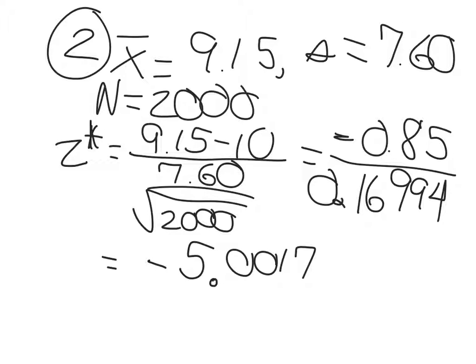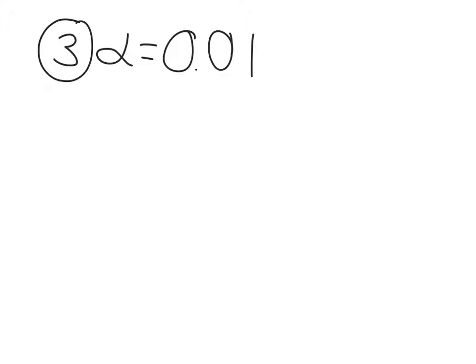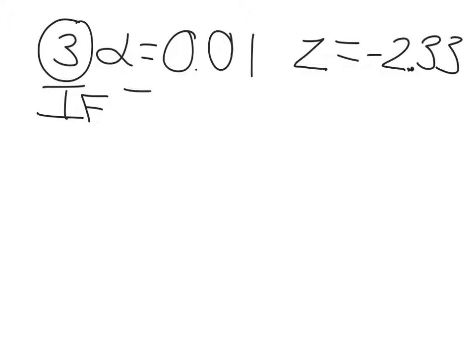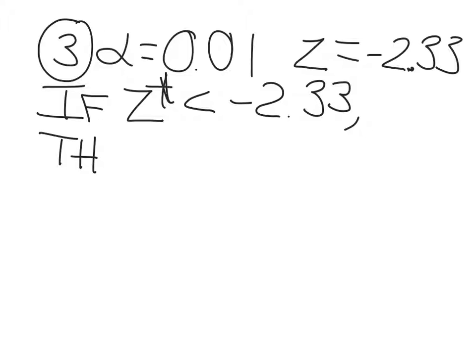All right, so we have to set up our rejection region. And on this one, when you have the less than, you just look up alpha as it stands. And here again, the closest hit is actually going to be at 0.0099. Not surprisingly, it gives you a Z of minus 2.33. So your if-then is going to be if Z star is less than minus 2.33, then we reject H0.